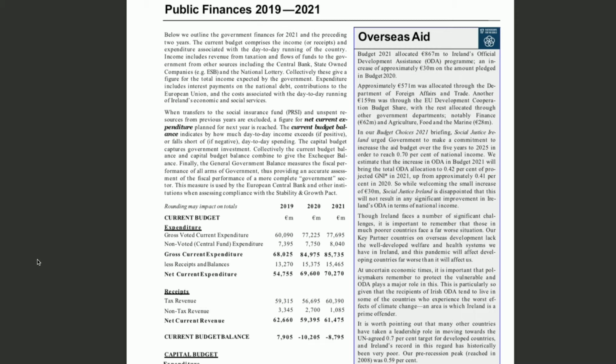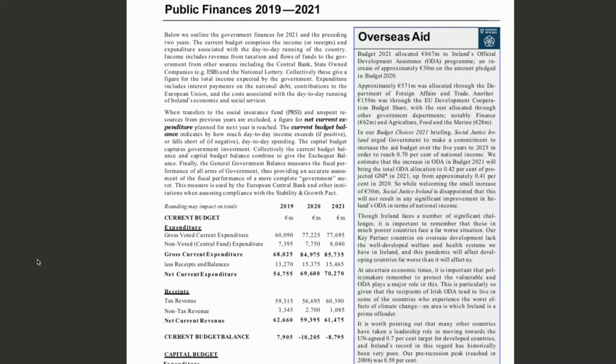I guess it highlights the challenge in trying to make projections into the future, given the uncertainty that surrounds us with COVID-19 and how long that's going to last. But the numbers, when set side by side, as in this particular table, do highlight the scale of the challenges faced by the public finances.